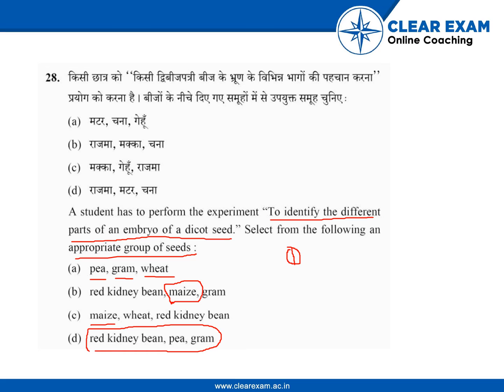Now you see that red kidney bean, it can be divided into two parts because the seed leaves contain two seed coats inside them. Similarly for pea and gram. So the correct answer is option D.